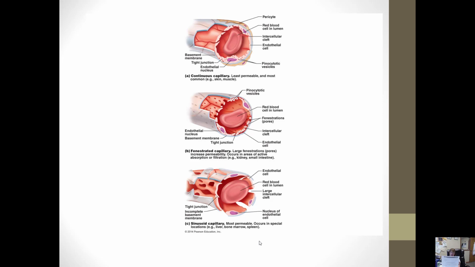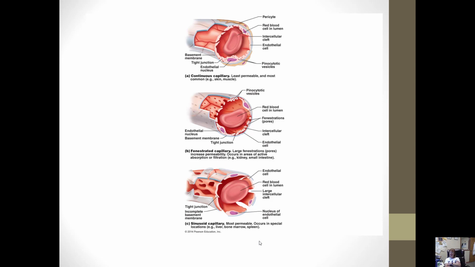Okay, so we've got 3 different kinds of capillaries. The top one is a continuous capillary. Notice it says it's the least permeable and the most common. This is where we're going to have no openings in the wall of the capillary. This is very, very important in the brain. Your brain is so picky about what can get into cerebrospinal fluid that not only does it have continuous capillaries, but it has a blood-brain barrier as well.